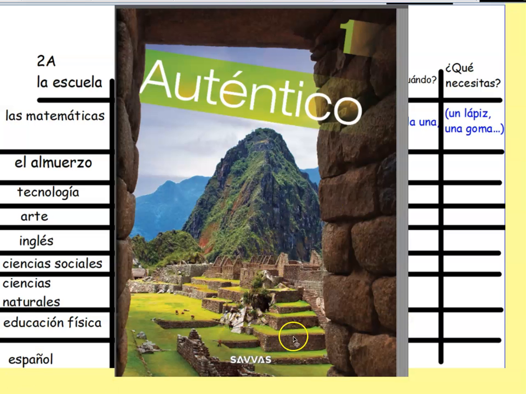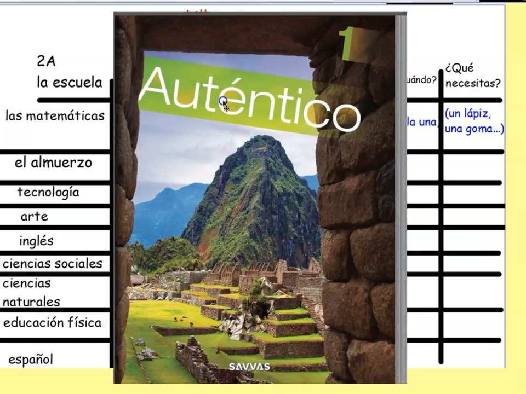So I sat down again and thought about it with colleagues again, and we're all using Auténtico by Savvas, and it's got its pluses and minuses, but since we're all on the same page, literally, we said, let's look at this. Let's just open this book and see what it is we want our students to know.